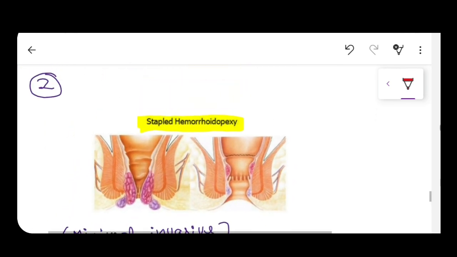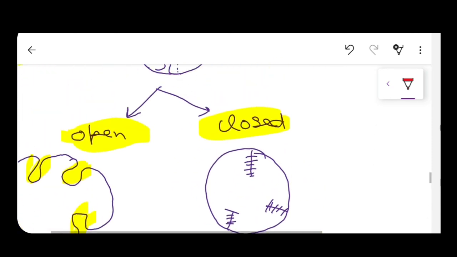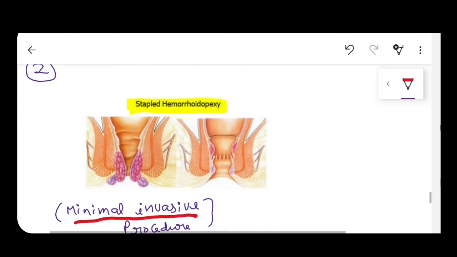So that's it guys, this is hemorrhoids, a very important topic from surgery.